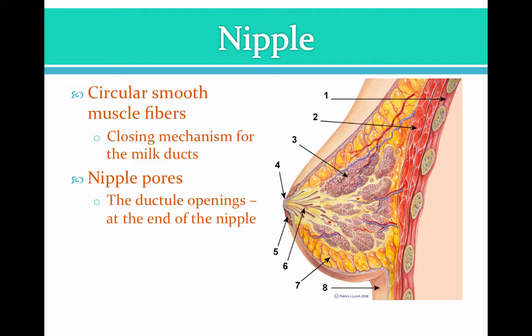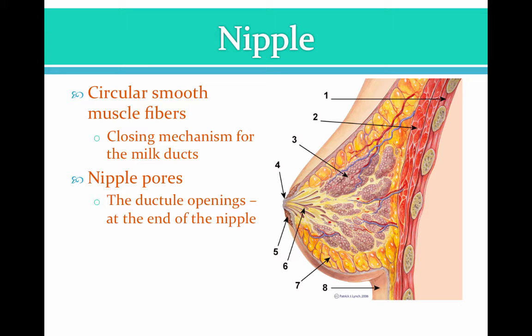So here is that lovely diagram again, and you see here that if you look at the nipple part, you have circular smooth muscle fibers, which you can't really see in this diagram very well, but these smooth muscle fibers act as the closing mechanism for the milk ducts. If you think of them as sphincters, most of the sphincters in our body are smooth muscles, not striated muscles, and these openings of the milk ducts are smooth muscles as well.